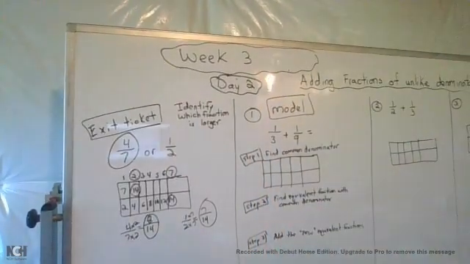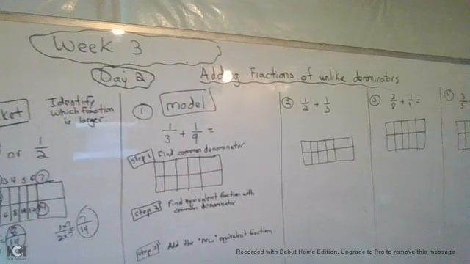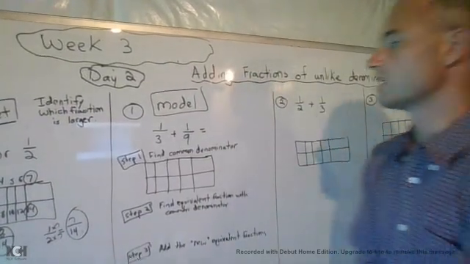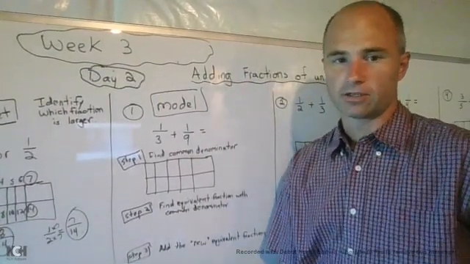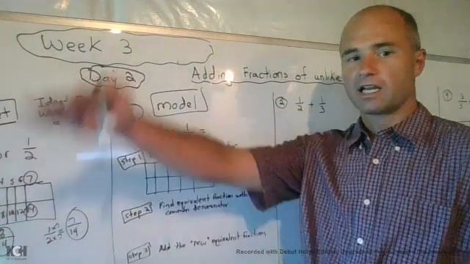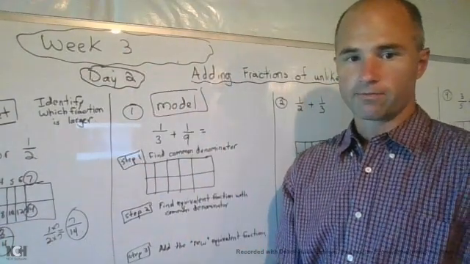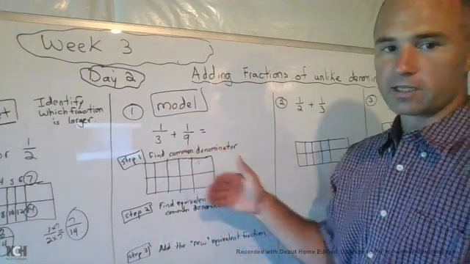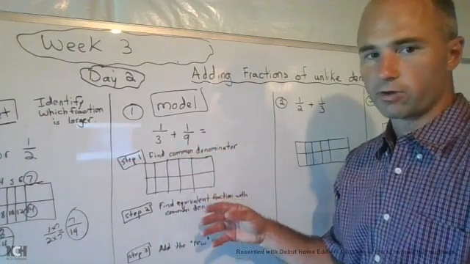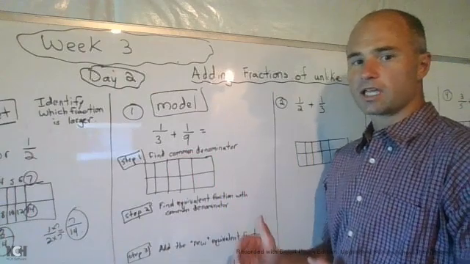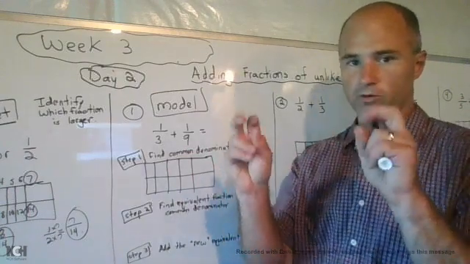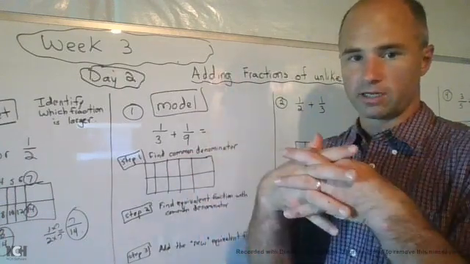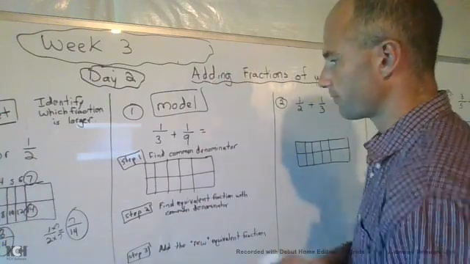Okay, today we are going to add fractions with unlike denominators. So we're taking it to the next level, okay? So step 1 we are familiar with, you find the common denominator. Step 2 we're familiar with by finding equivalent fractions. Now we just take those new equivalent fractions and put them together for step 3.